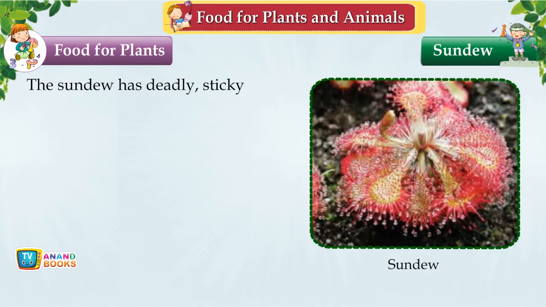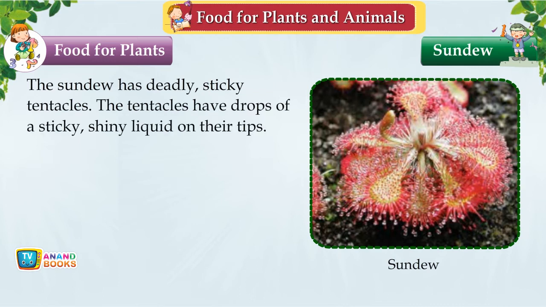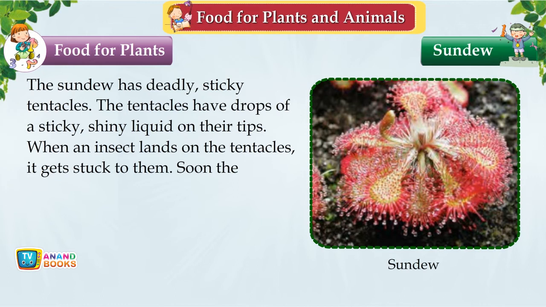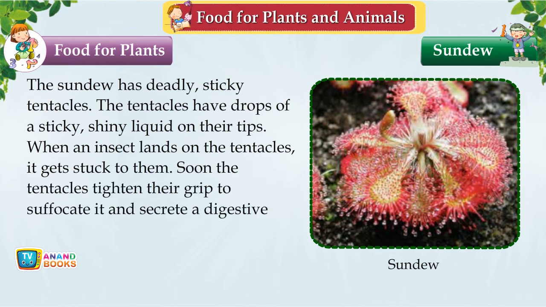Sundew. The sundew has deadly sticky tentacles. The tentacles have drops of a sticky, shiny liquid on their tips. When an insect lands on the tentacles, it gets stuck to them. Soon the tentacles tighten their grip to suffocate it and secrete a digestive juice that dissolves the insect.